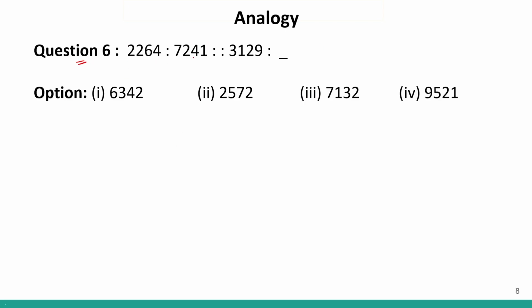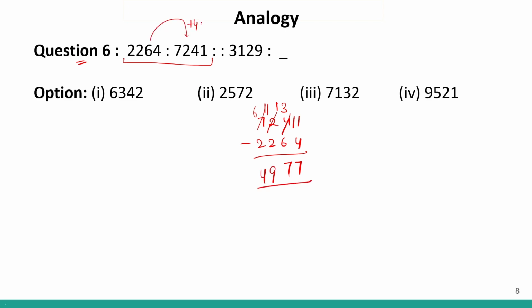Okay? Moving on to question number 6. We have 2264, 7241. Whenever we see big digits, we proceed by checking the difference or the sum. So if I check the difference or the sum of the digits, it will be 7241 minus 2264. So if I see over here, this will be 3, this will be 11, this will be 7. This will be 0, sorry, this will be 1, this will be 13, this will be how much? This will be 7. And over here this will be 6, this will be 11, this will be 9 and this will be 4. So basically we are adding 4, 9, 7, 7. So if I add 4, 9, 7, 7 over here, I will get 6, 1 will be carried, 8 plus 2, 10, 1 will be carried.